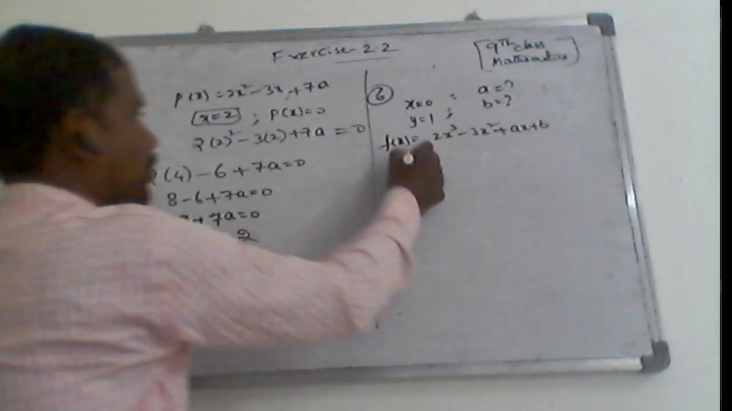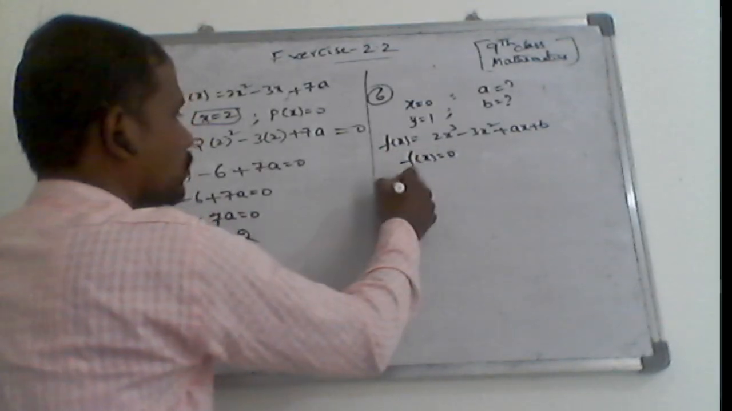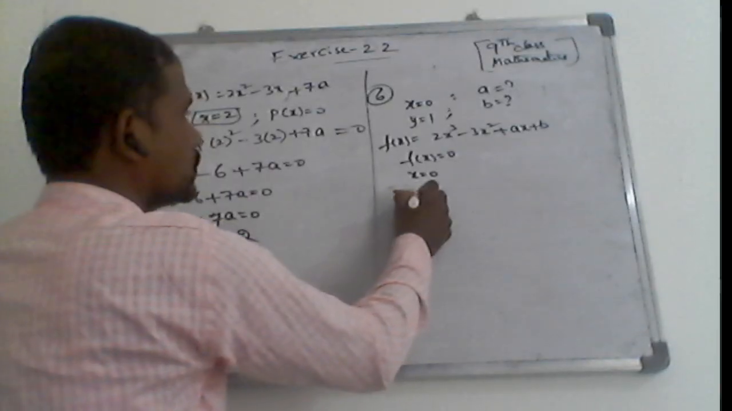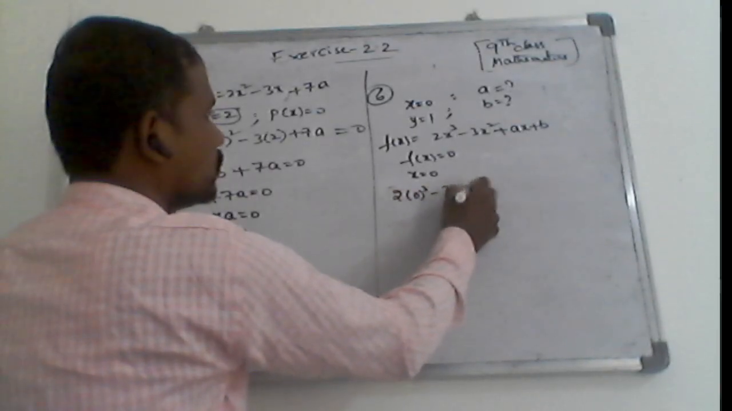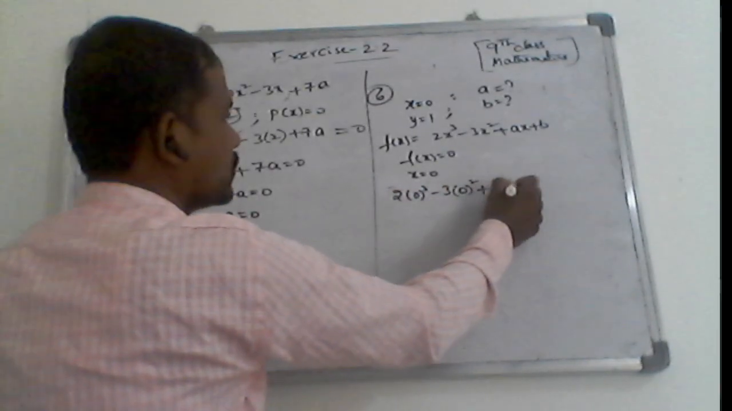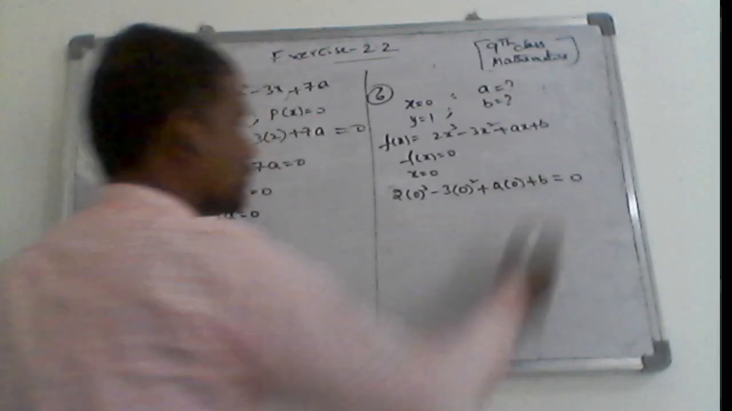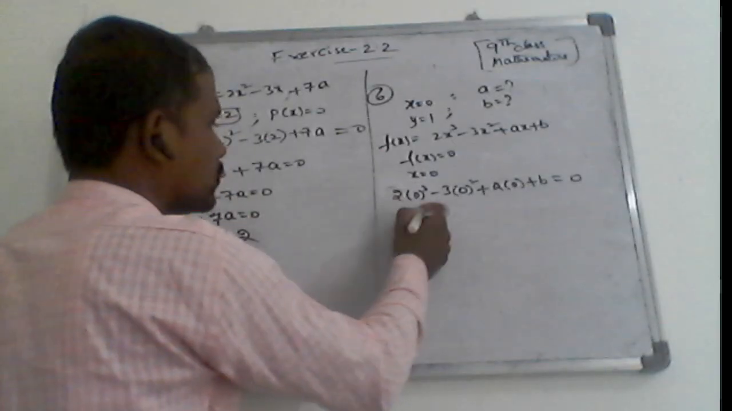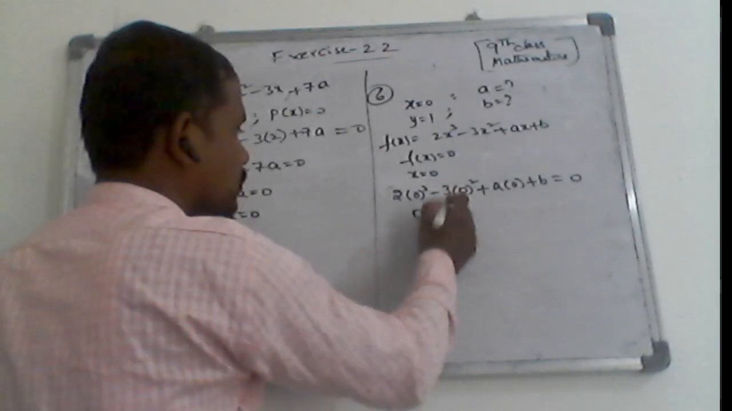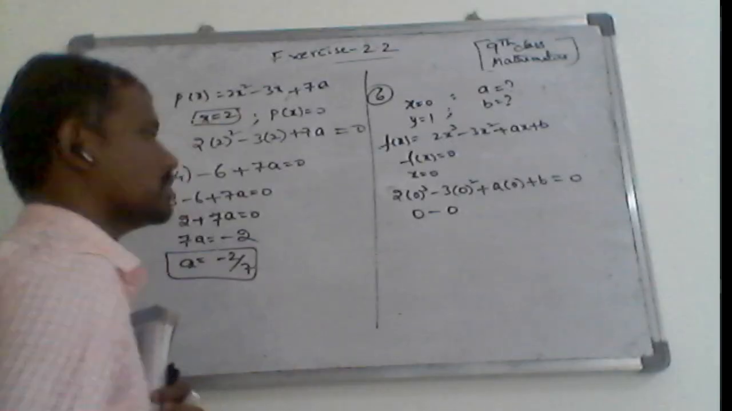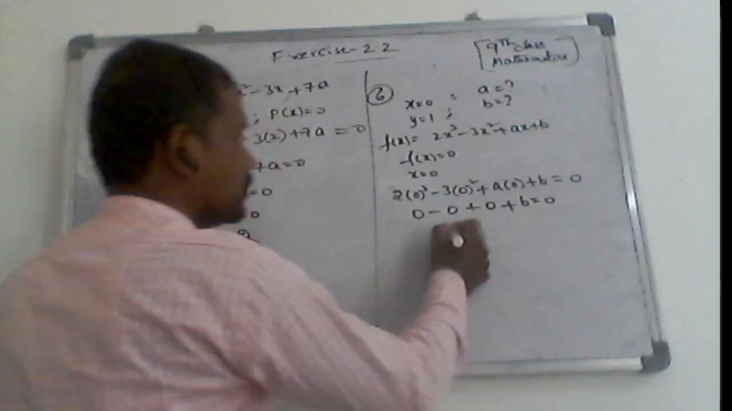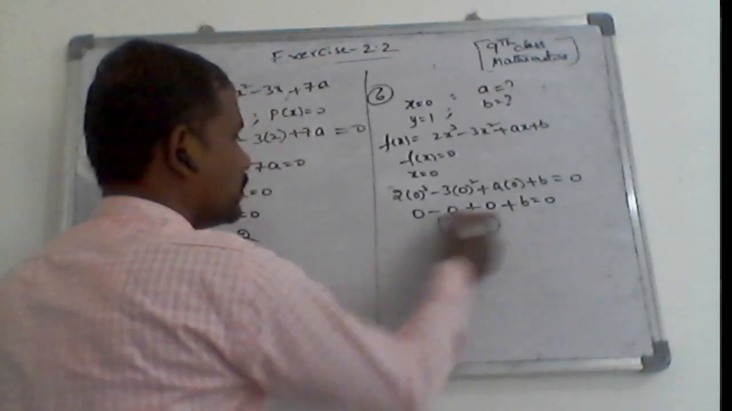So f of x equal to 0. If x equal to 0, then 2 into 0 cube minus 3 into 0 square plus a into 0 plus b equal to 0. 0 cube means 0, 0 into 2 is 0, minus 3 into 0 square is 0, plus a into 0 is 0, plus b equal to 0. Therefore b value is 0.